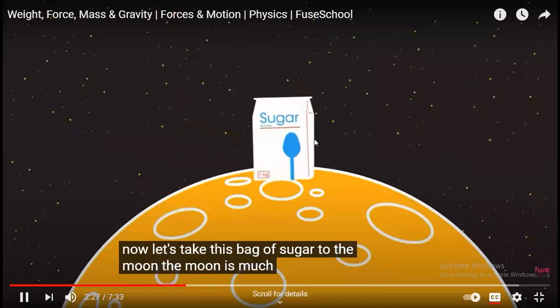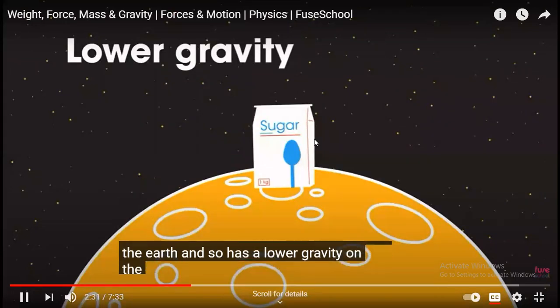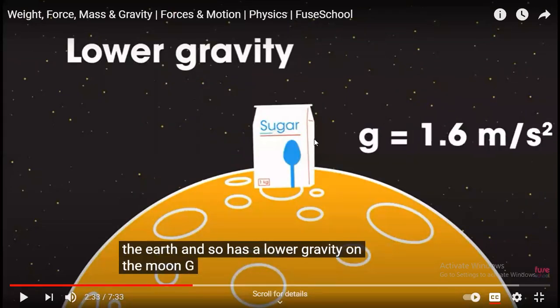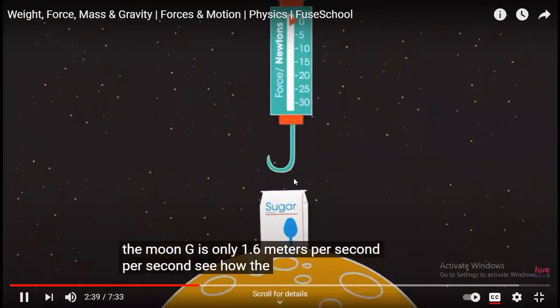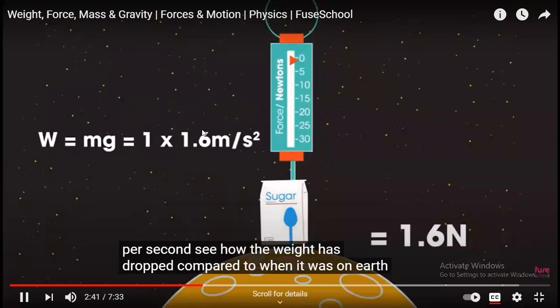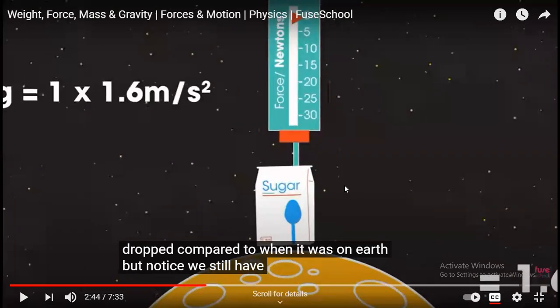Now, if you take this bag of sugar to the moon, because it is very small, then its acceleration due to gravity is also small. It is 1.6 meters per second squared. So that's why you see that on the moon, people can float in space because the acceleration due to gravity is very small. Now, if we want to find the weight of this bag of sugar on the moon, then its weight is going to be 1.6 newtons compared to 10 newtons on Earth.